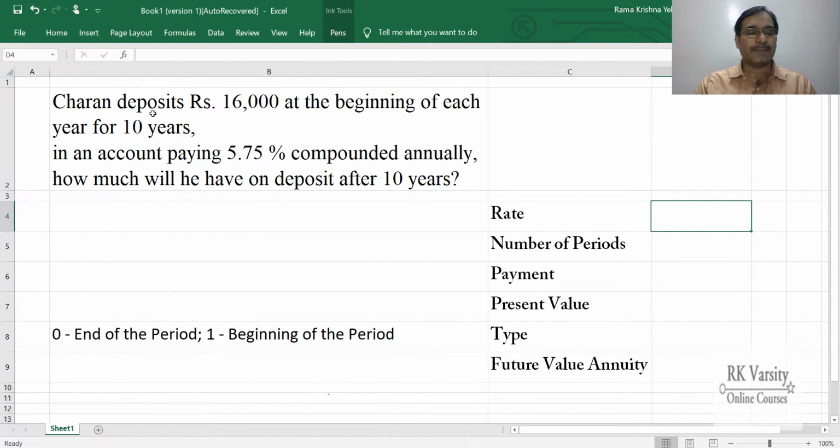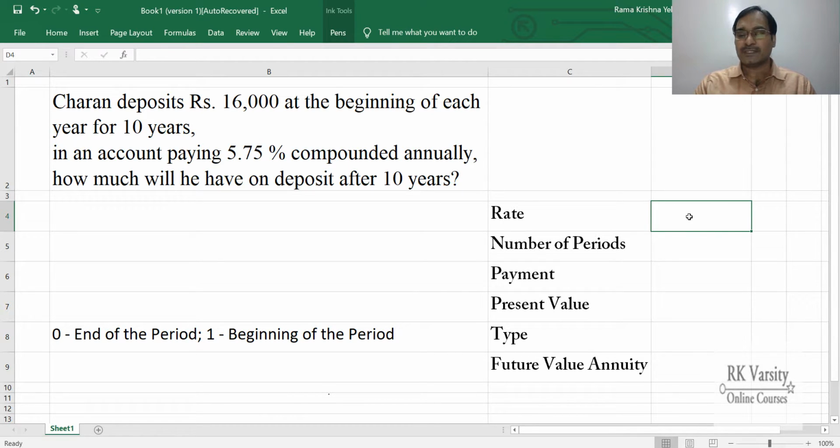Here is an example. Suppose Charan deposits 16,000 at the beginning of each year. When you say beginning of each year, this indicates that you need to calculate the annuity due. And second, he is depositing the money, that means you have to calculate the future value.